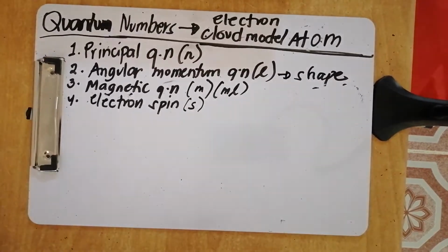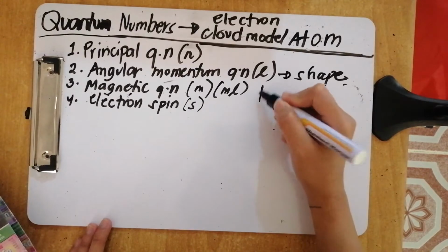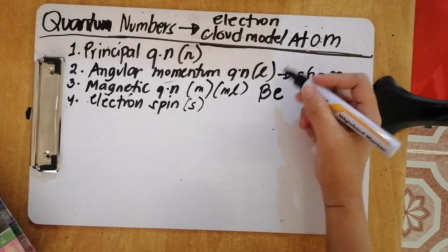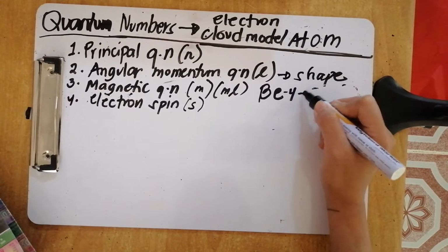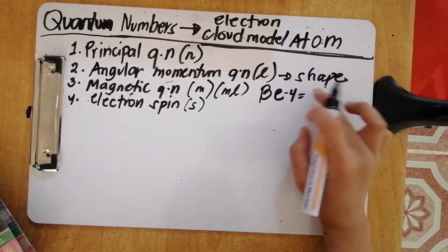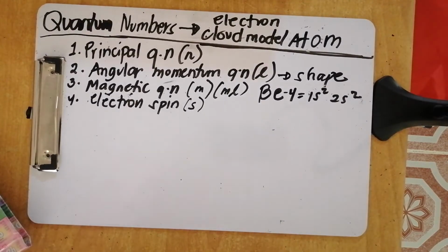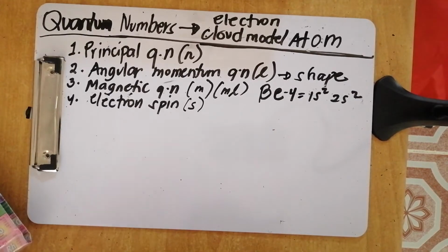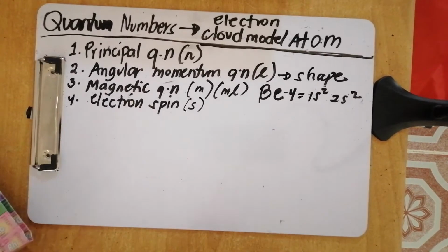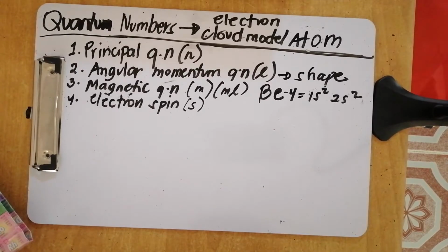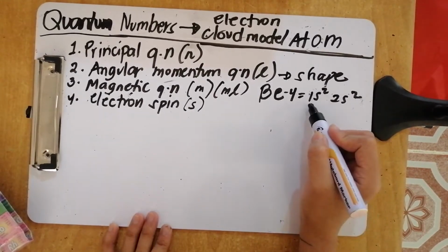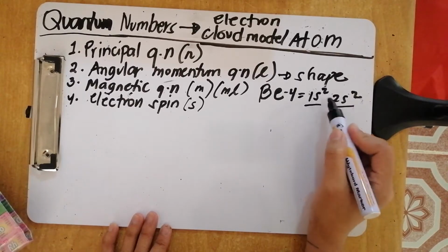Let's say, where is my periodic table? So let's say we have beryllium. Beryllium, the atomic number is 4. So if you're going to do the electronic configuration for that, that will be 1s2, 2s2. Okay? Now, what does an atom of beryllium look like? It's based from this information, 1s2, 2s2.